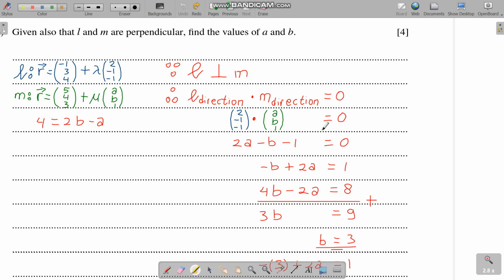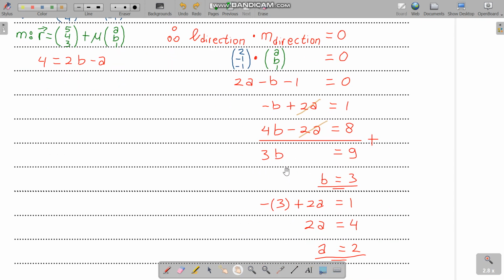Dot product equals 0. So dot product means we multiply the corresponding components. So 2 times a, minus 1 times b, minus 1 times 1. If we rearrange a little, we get minus b plus 2a equals 1. And remember from the previous part of the question, we have this, just rewrite, and here we can just add to cancel out. We have 3b equals 9, so b equals 3.